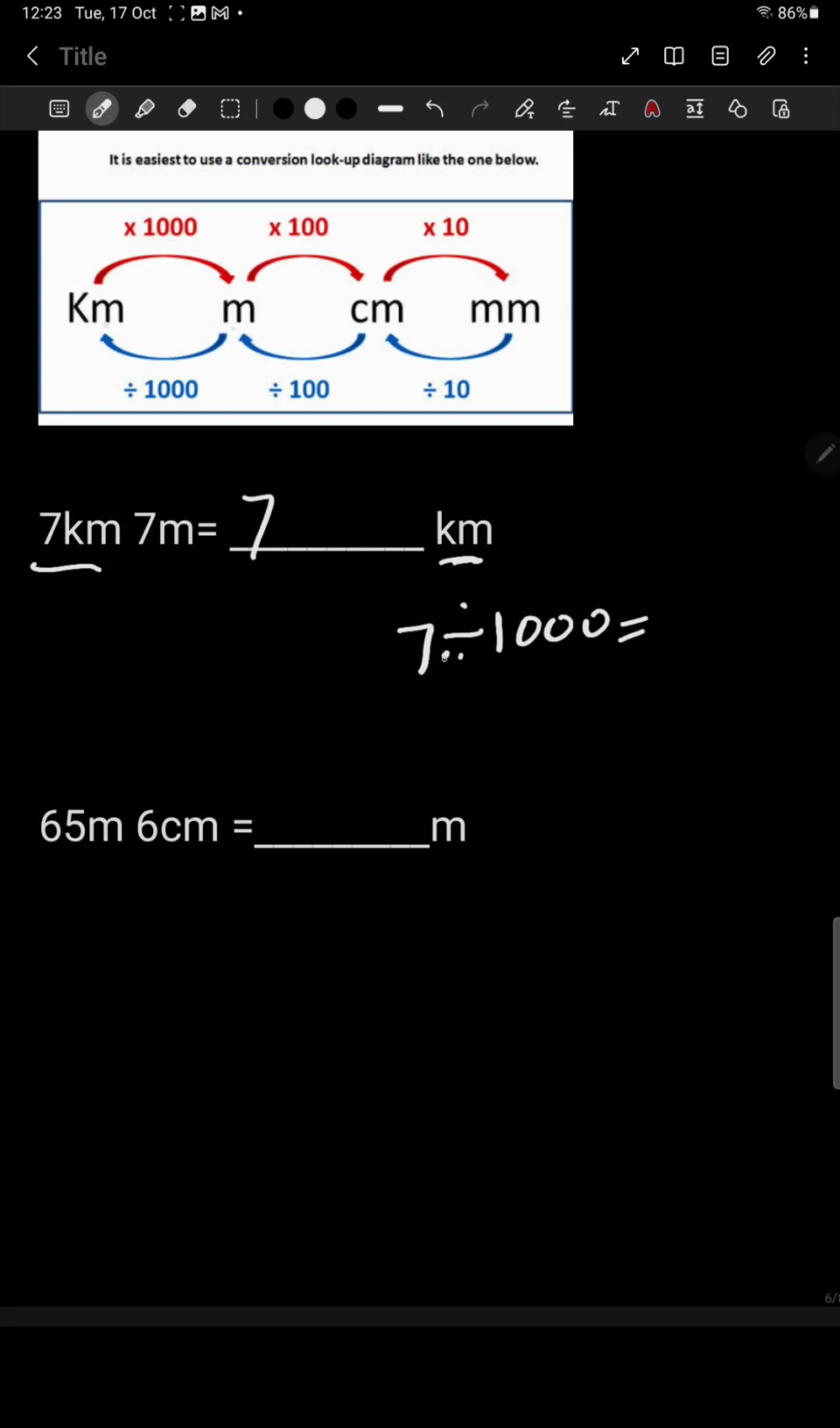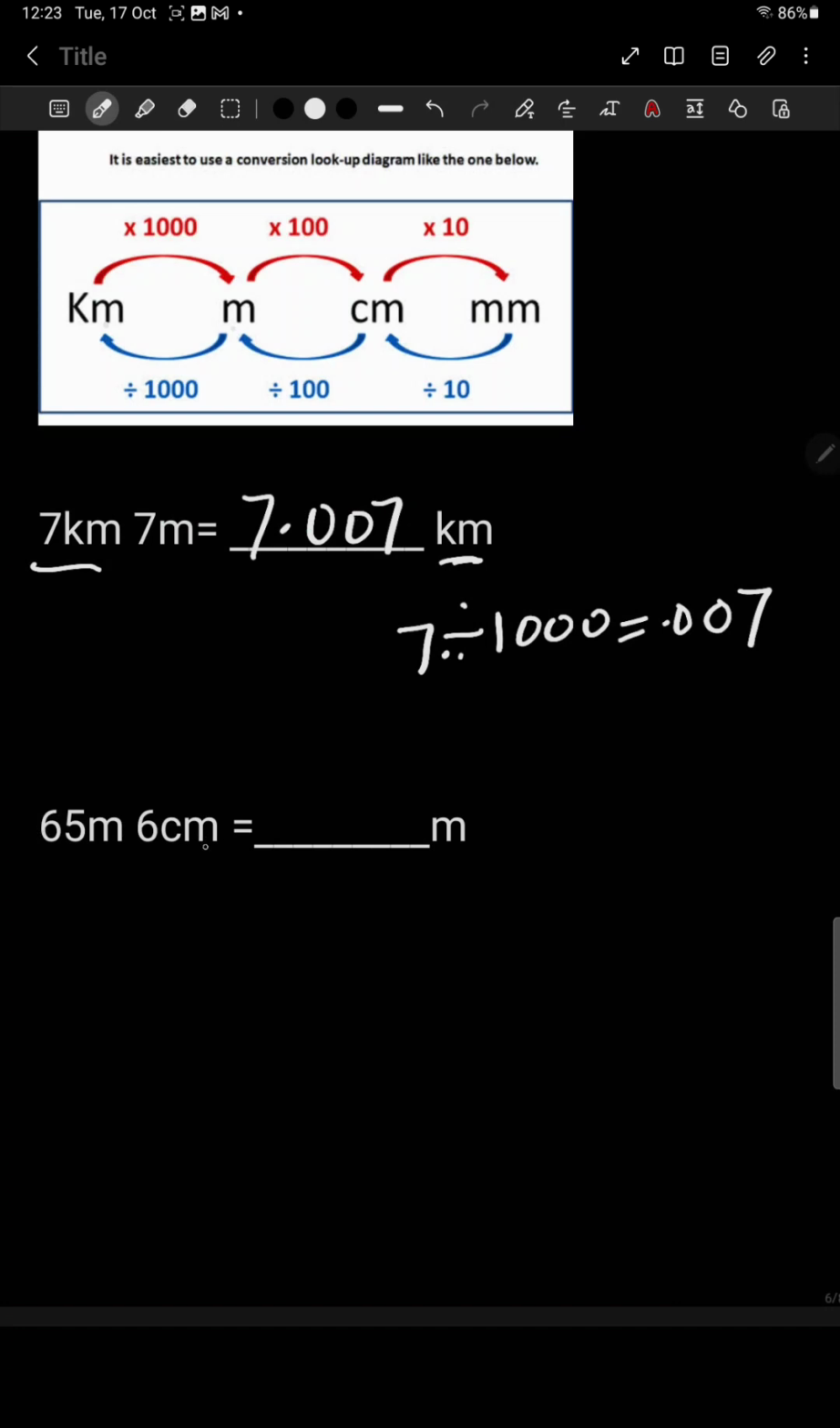Decimal will be considered in the last one. There is no decimal. So 1, 2, 3. 3 places back. 1 place is 7 and 2 places we are going to put the zeros. So decimal is over here. So 0.007. So it will be 7.007.